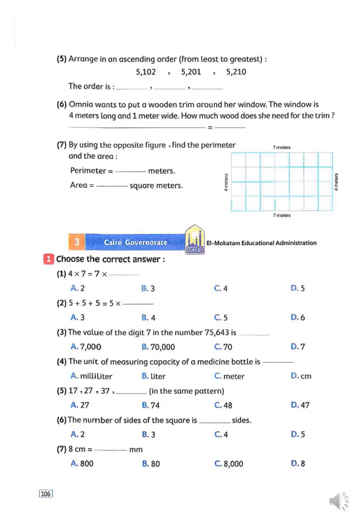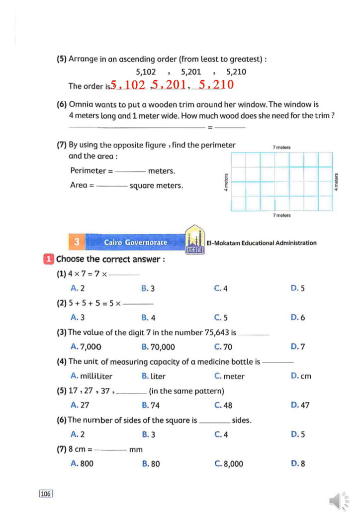Arrange in ascending order from the least to the greatest. The least number here is 5,102. The next, 5,201. Then 5,210.